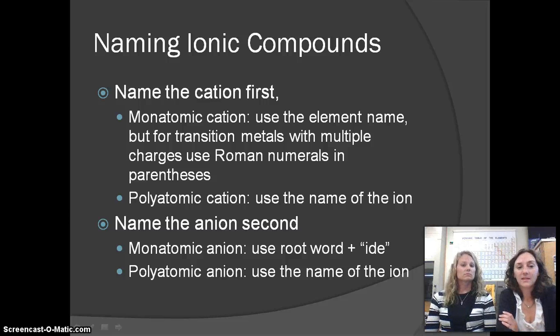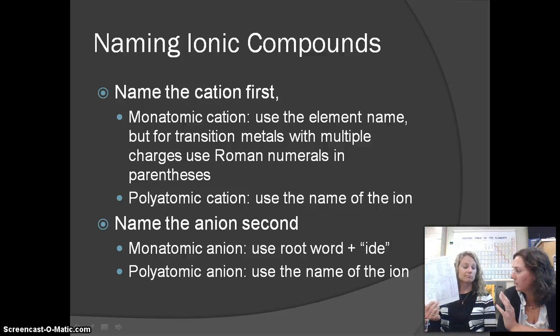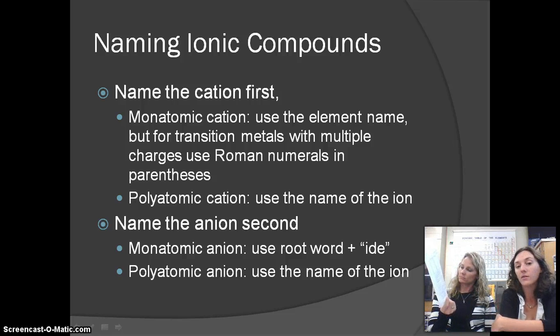So here are the basics. You're going to name the cation first because it appears first in your formula. The monatomic cation, you're just going to use the element name from the periodic table. But for transition metals, you're going to identify it using Roman numerals and parentheses, which we've talked about before. The polyatomic cation, you're just going to use the name of the ion. There's really only a couple, 1 or 2. Ammonium is a really familiar one, and hydronium. But for the most part, you're going to see ammonium as your cation. You just use that word.